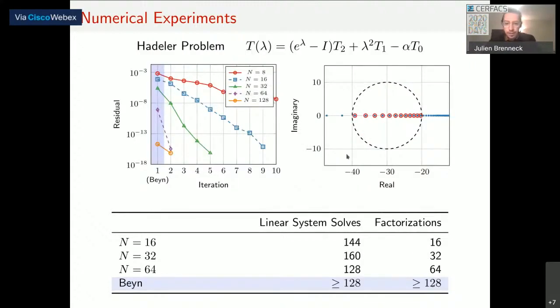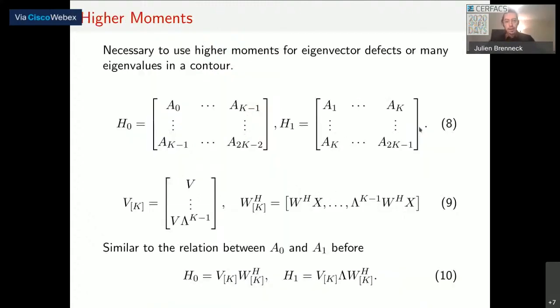And this Hadeler problem is a fully nonlinear problem, which is more the type of problem we would expect this to be useful for. And it's similar results, where roughly the same number of total linear system solves as Bind, but many fewer factorizations. And we also, of course, don't need as many contour points. And in this case where all the spectrum is real, we can then distance the contour nodes from the real axis and ensure that we have relatively stable linear systems if we were solving iteratively as well.